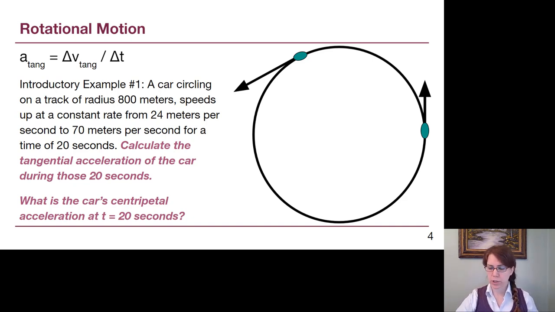So let's draw out this picture, and I'll show it on the board in just a second. We were going at some initial speed of 24 meters per second tangent to the circle. We went around possibly several times around the track, possibly just partway around the track. But we do know that our final speed, no matter where it is along the circle, is 70 meters per second. We're also told that the radius of the circle is 800 meters.